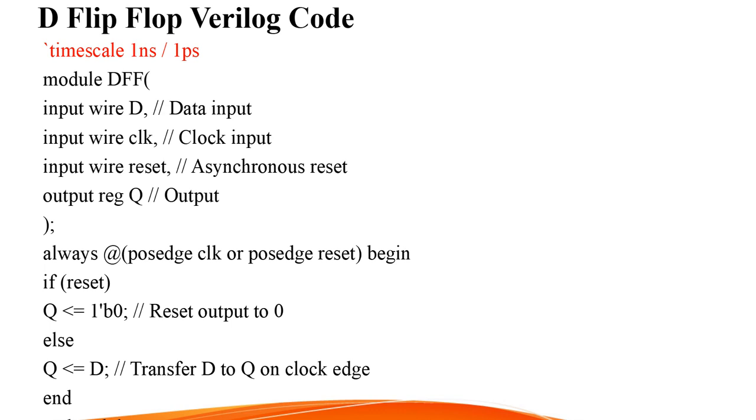Else, if reset is 0, now output Q equal to D. So transfer the data to output on the clock edge, and end module.